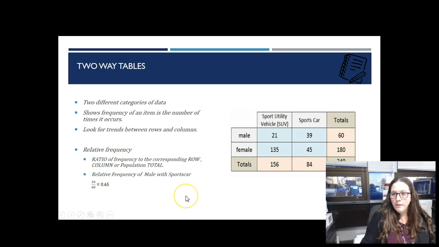Okay, if you have questions about two-way tables, please make sure you stop and ask. There's lots of examples in your textbook also.